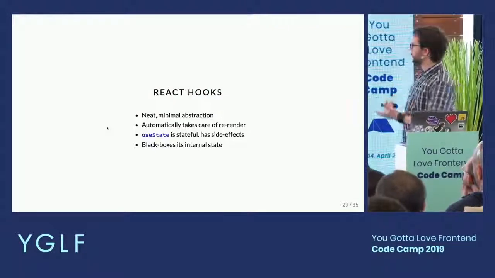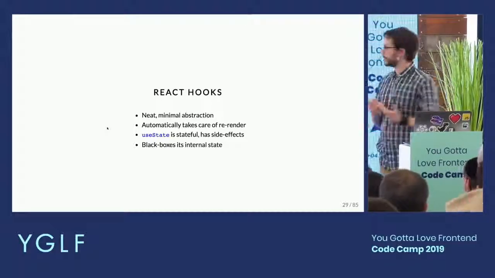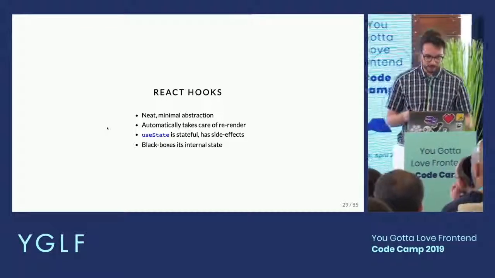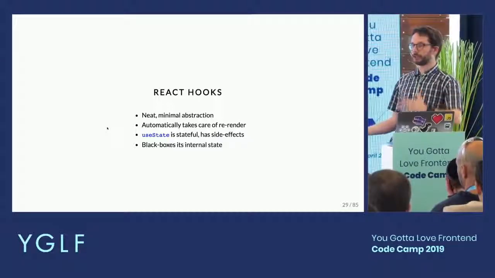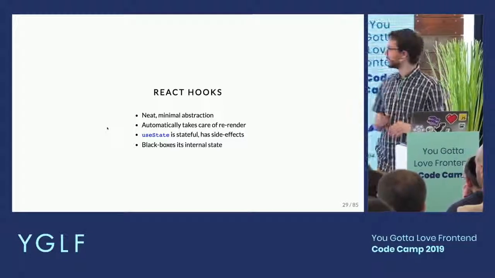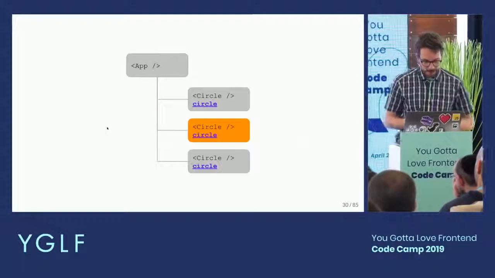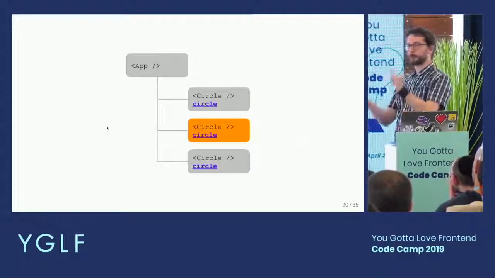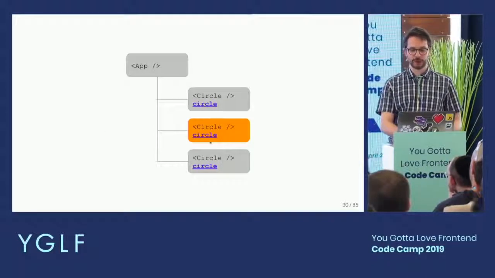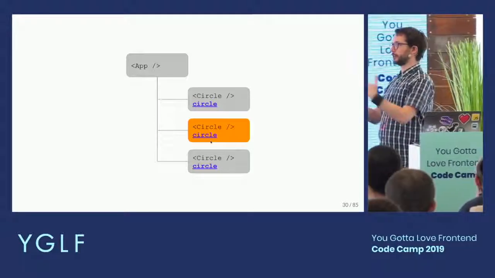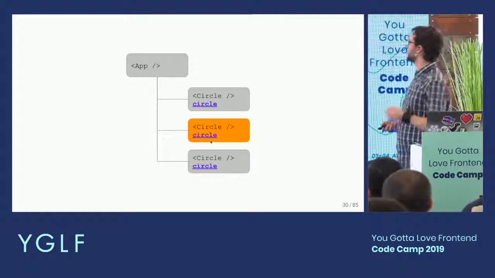React hooks are a neat minimal abstraction to introduce local state in a component. As you saw, the function is super side effectful because it remembers how you called it last time. But it's nice because it creates a nice black box of your state. And if you look at it from a conceptual point of view, this is your component tree, which means that if you are dragging this circle around, then that circle is being repainted because it owns the state and it redraws based on that.